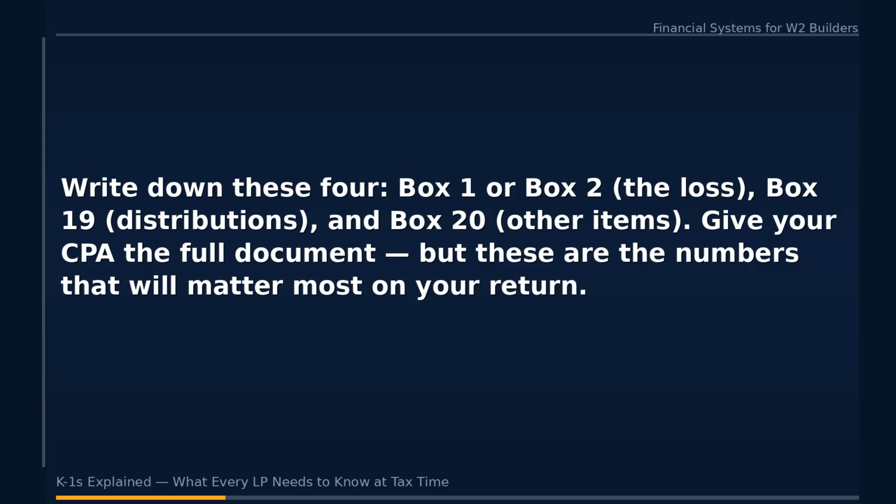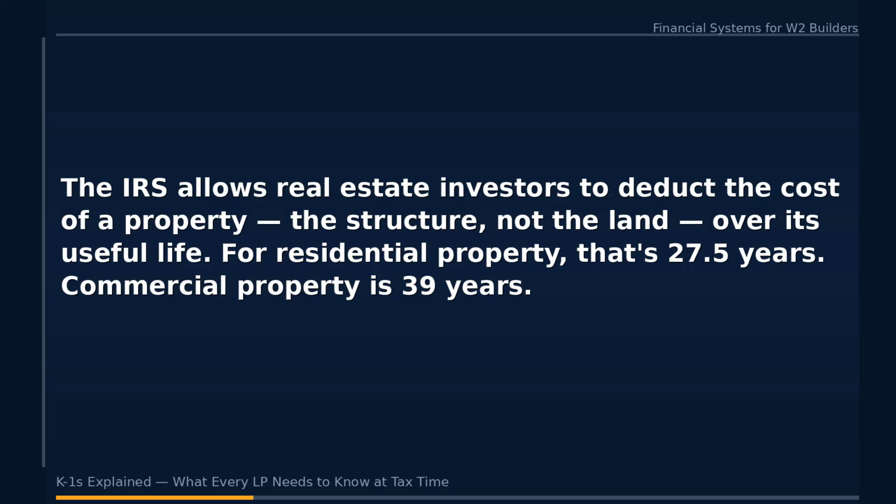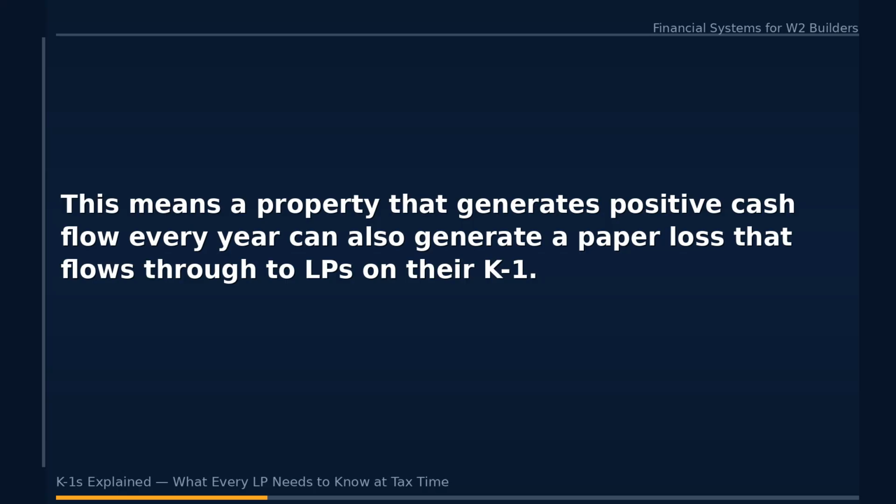Now let me explain why real estate LPs often show a loss on paper even when the deal is profitable. The answer is depreciation. The IRS allows real estate investors to deduct the cost of a property, the structure, not the land, over its useful life. For residential property, that's 27.5 years. Commercial property is 39 years. This means a property that generates positive cash flow every year can also generate a paper loss that flows through to LPs on their K-1.